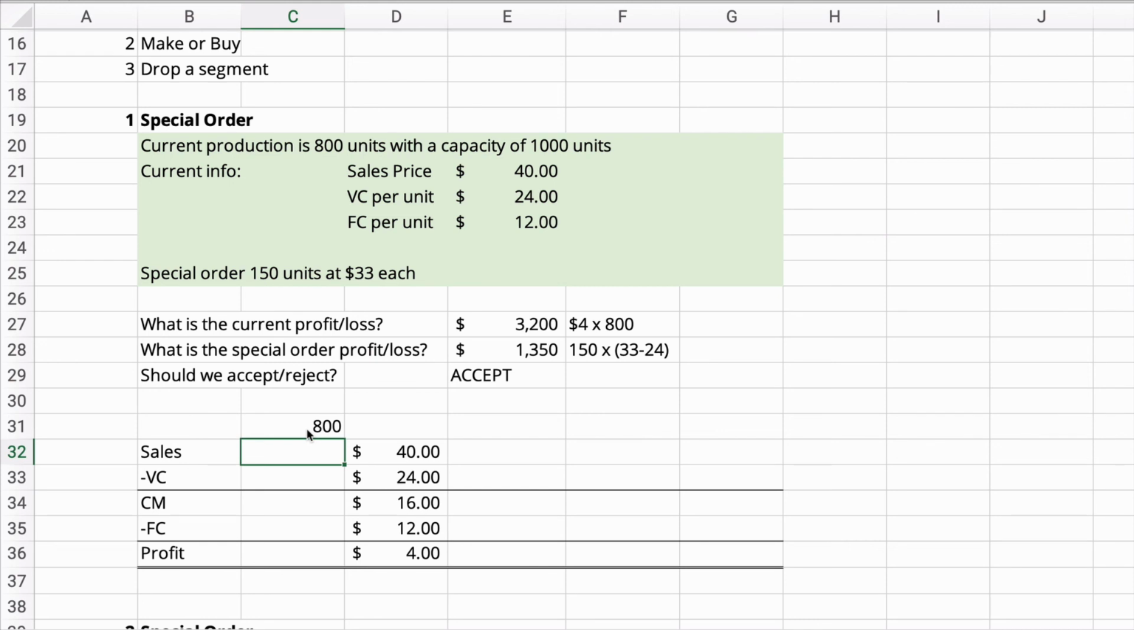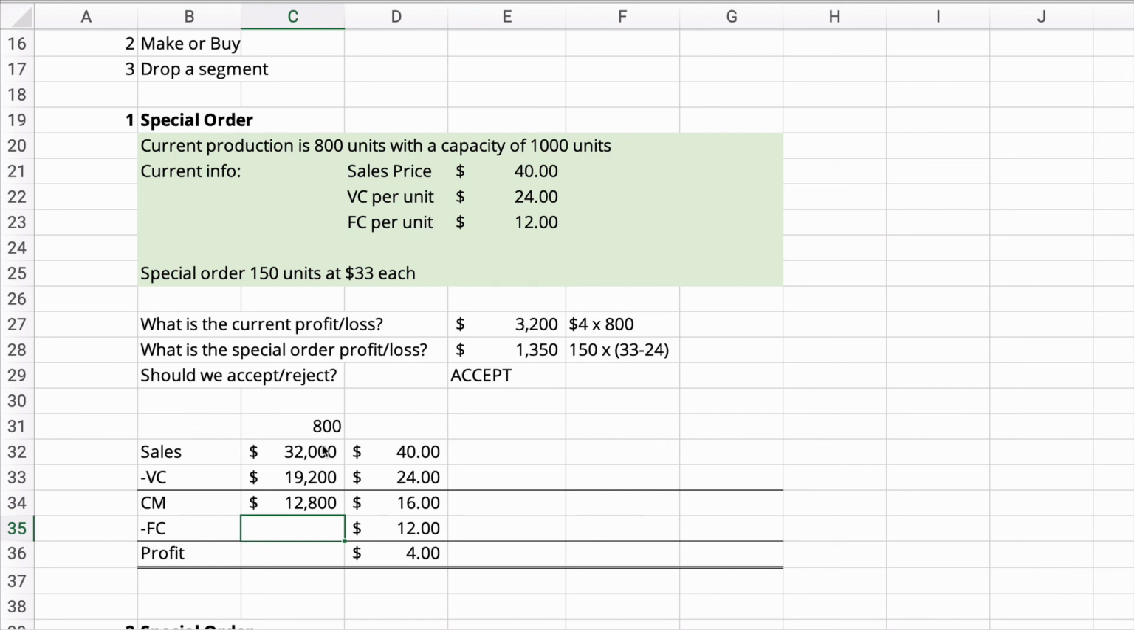At 800 units, we know our selling price is $40. So 800 times 40. Our variable cost is 800 times 24. And our contribution margin is going to be 32 minus the 19,200. That's going to be 12,800.